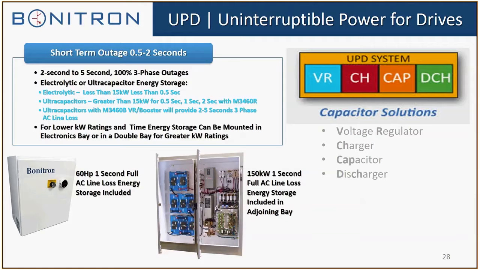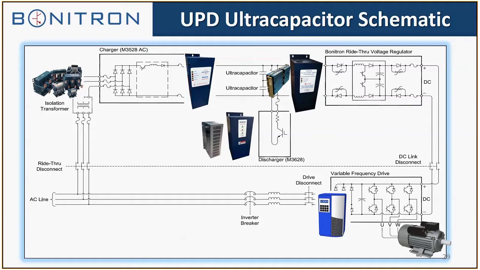2 seconds to 5 seconds, 100% three-phase outages. And the only difference is up to 2 seconds we use the SAG booster. From 2 seconds to 5 seconds we can use the battery booster. And don't get confused about the term because we're using it with UltraCaps. Once again, on the right, the colored blocks show the modules that go within the UPD cabinet system. We can provide modules or we can provide the full cabinet system.